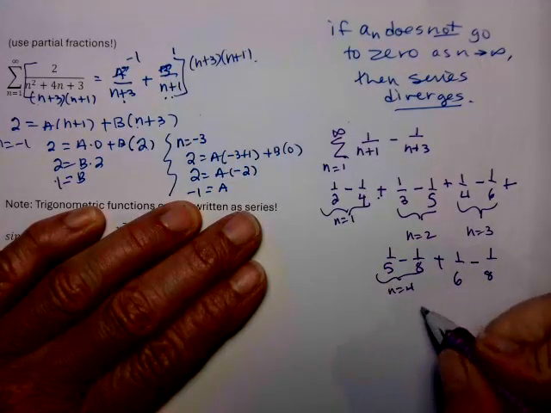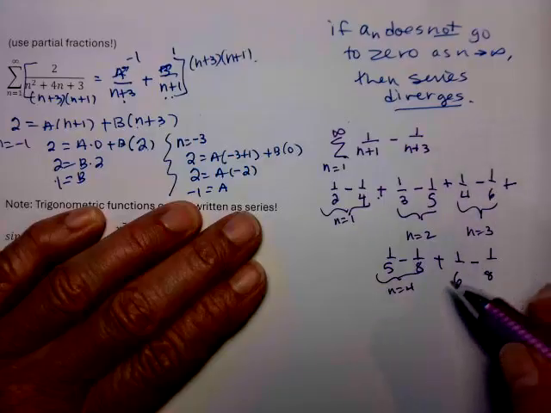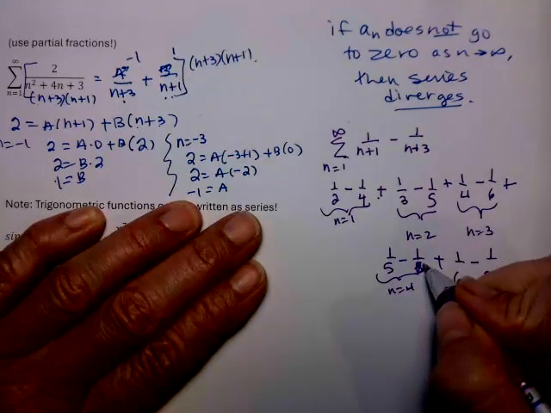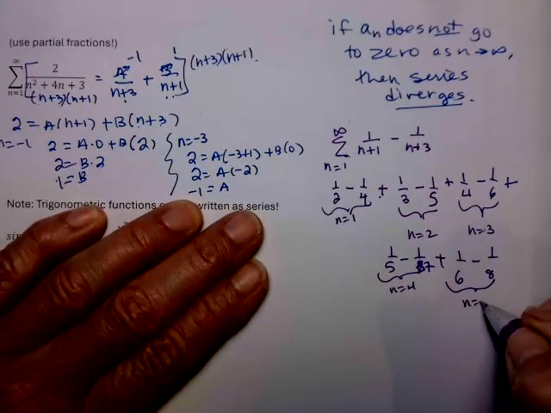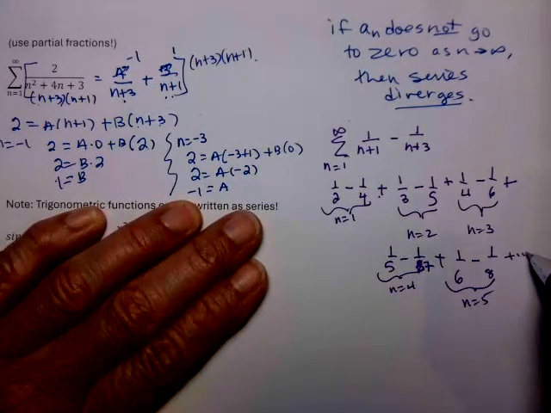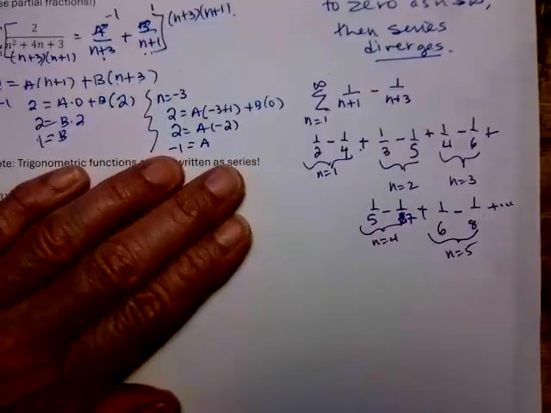No, that can't be right. N equals 4. Oh yeah, this was 1/7. Thank you, those of you who are shouting. N equals 5. Okay, plus... I guess that's good enough. We're going to have to figure it out here.